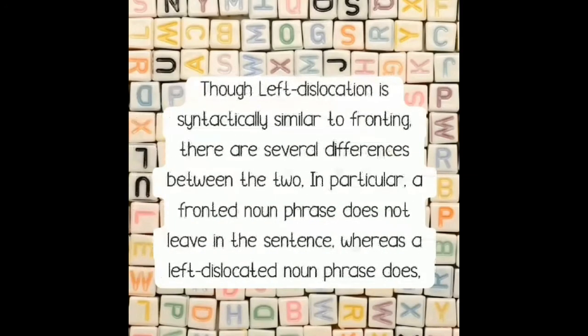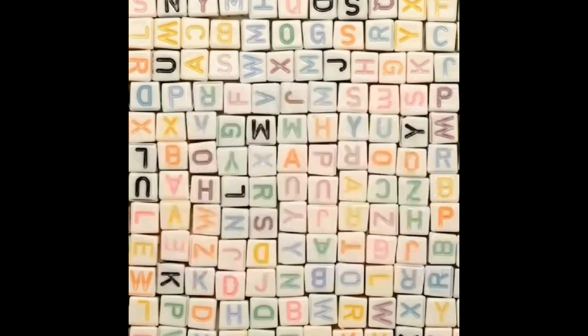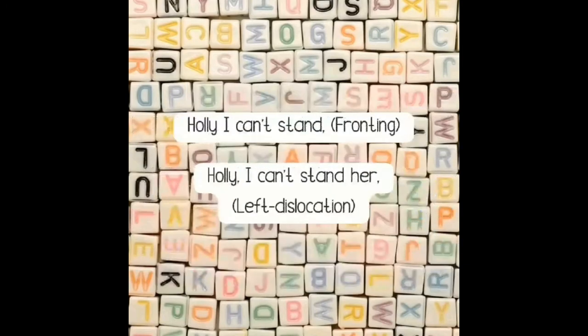Though left dislocation is syntactically similar to fronting, there are several differences between the two. In particular, a fronted noun phrase does not leave a pronoun in the sentence, whereas a left dislocated noun phrase does. In these phrases, Holly I can't stand is the fronting and Holly I can't stand her is a left dislocation.